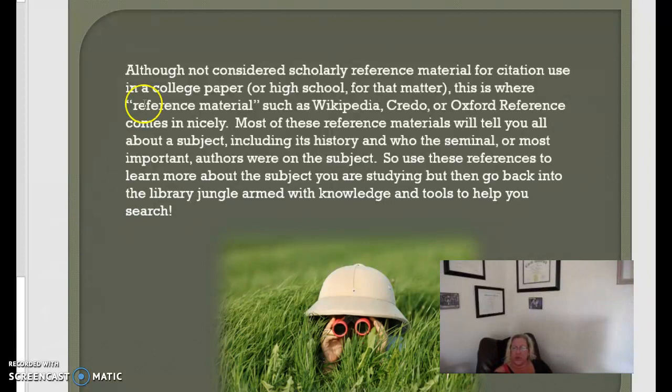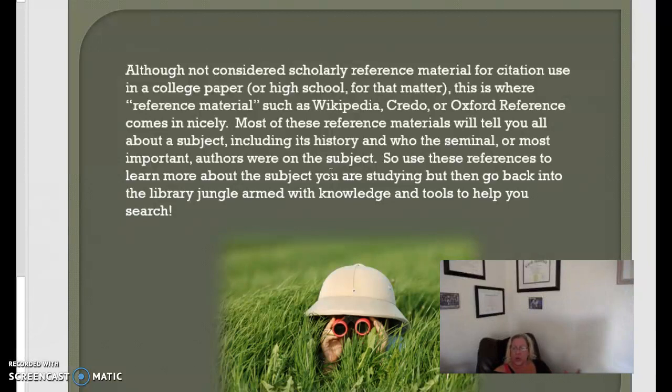And when you go into Credo or Oxford Reference and even Wikipedia, if you go to the bottom, it'll give you articles that they used to develop this reference material. You can go to those articles, okay? Those articles most likely are scholarly articles that you can use, okay? And so this can really help get you off in the right direction. And it will show you some of the most important authors, and that's who you want in your own study. You want those authors who wrote about the topic early on.